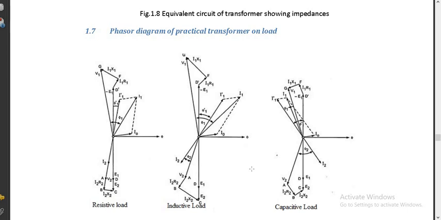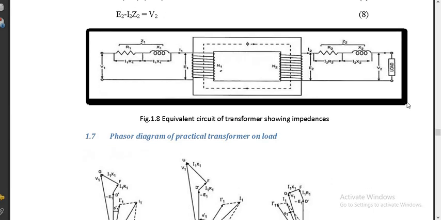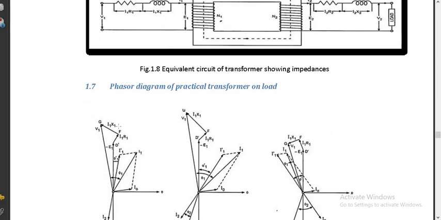Similarly in the upper half, exactly the same in magnitude but opposite in direction, you get I1 dash, and I1 dash and I0's phasor sum you can get as I1. Then you can see the 7th equation being satisfied. What is the 7th equation? It was E1 plus I1 Z1 is equal to V1. So this particular thing is Z1. So I1 R1 plus j I1 X1 is I1 Z1. So this is where this I1 Z1 is.